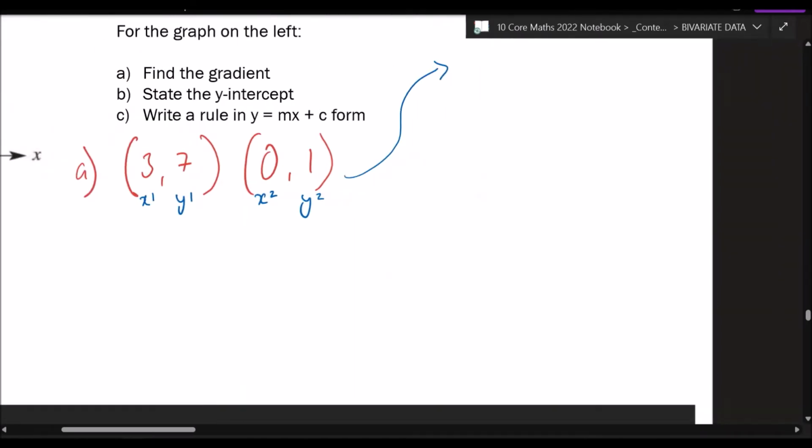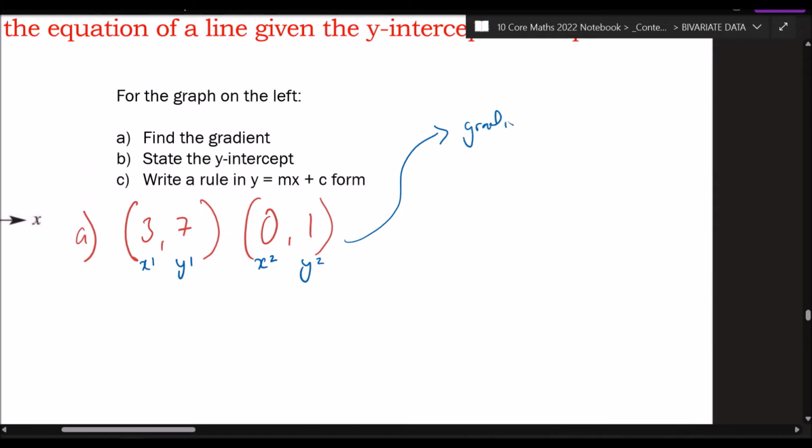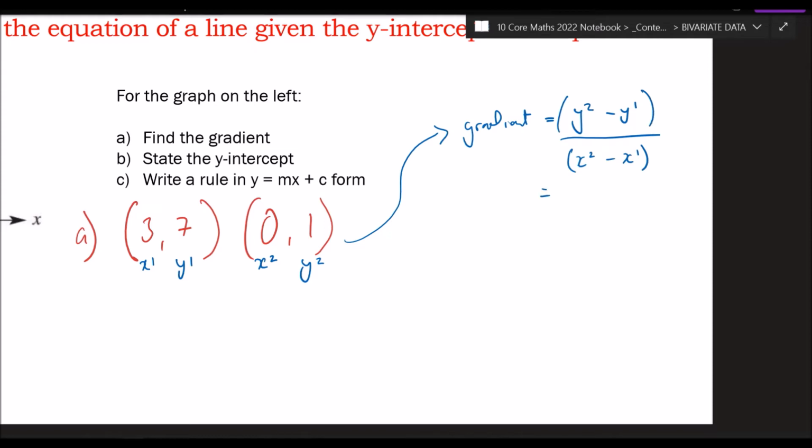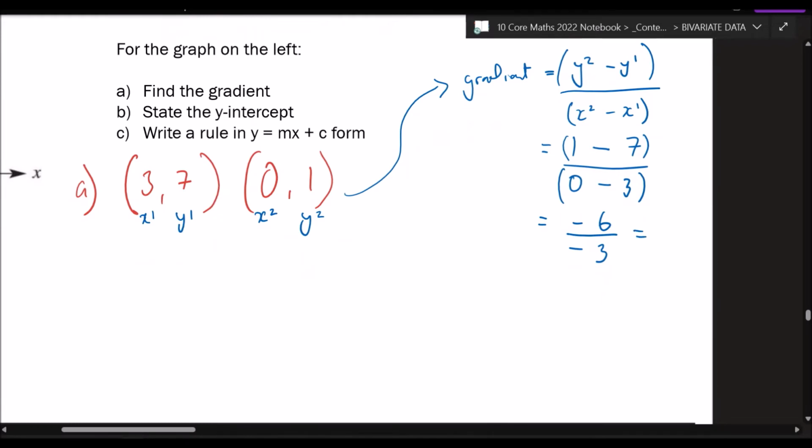Remember, the gradient formula is y2 take away y1, you can put it in brackets, divided by x2 take away x1. That's the formula we've just learned. So let's substitute it first. y2 is 1, y1 is 7, divided by x2, which is 0, take away x1, which is 3. That's going to be negative 6 over negative 3. If you put it in your calculator, it will simplify to 2.